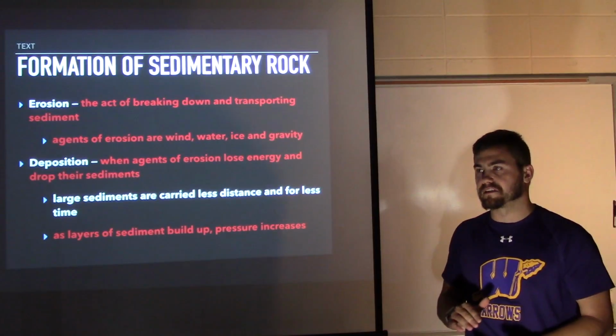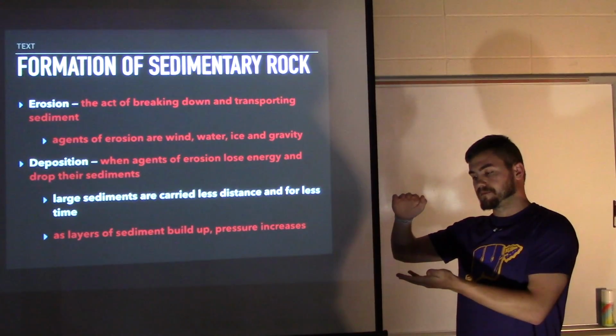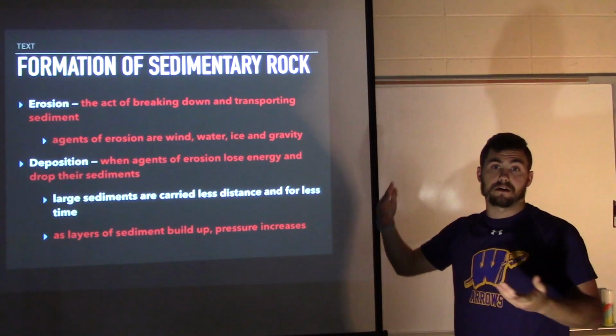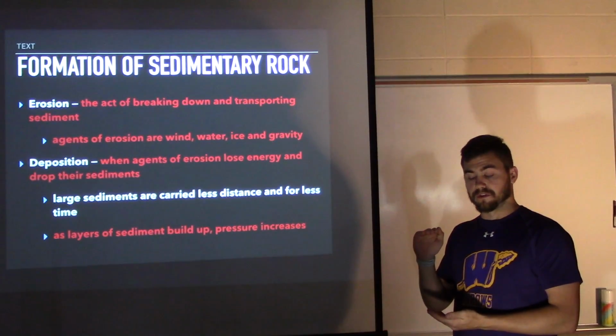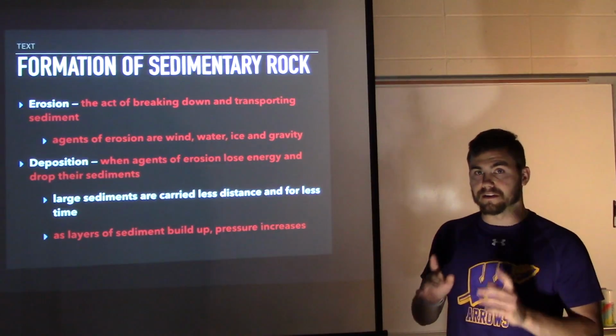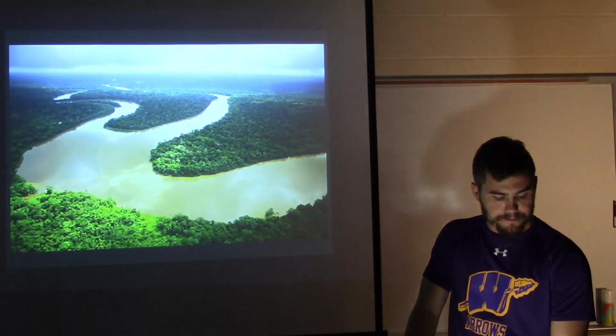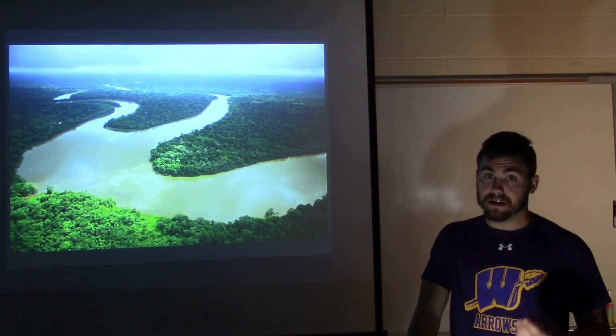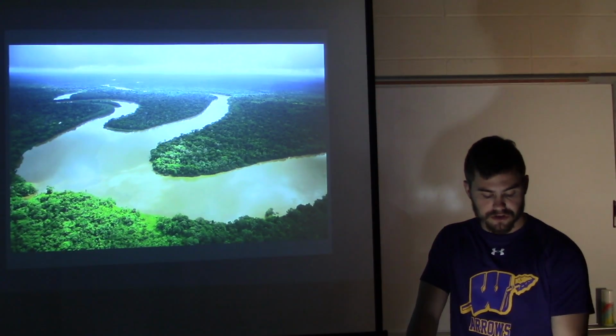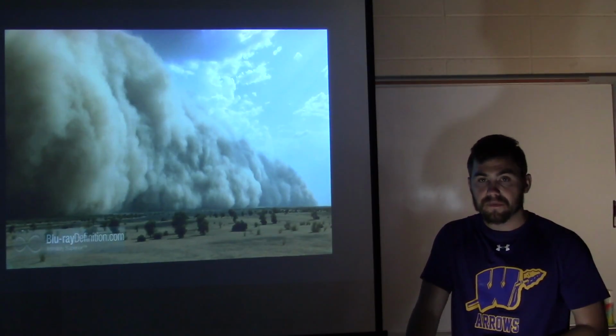As those layers are deposited, they become hundreds to thousands of feet thick, and the pressure that is the result of that is crucial in the next steps that come up. So here we see a river. Why do rivers look so dirty? Well, because they're carrying huge amounts of sediment within them.